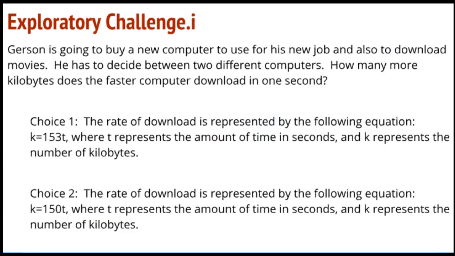All right, Gerson is going to buy a new computer to use for his new job and also to download movies. He has to decide between 2 different computers. How many more kilobytes does the faster computer download in 1 second? So I've got computer number 1, and it is downloading at 153 kilobytes per second. And I've got choice 2, and that is 150 kilobytes per second.